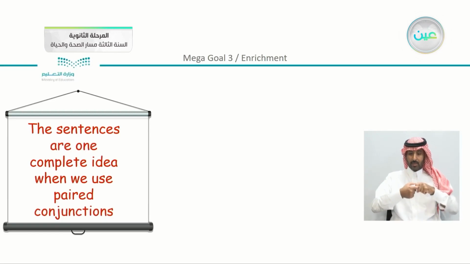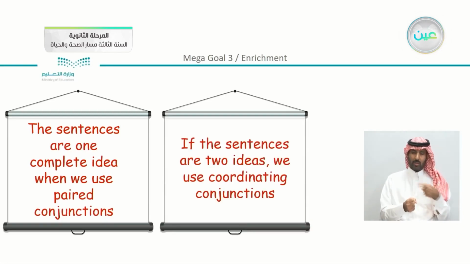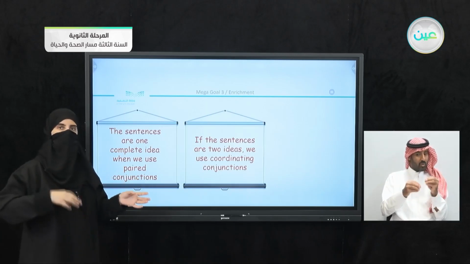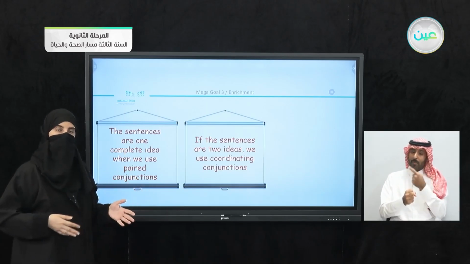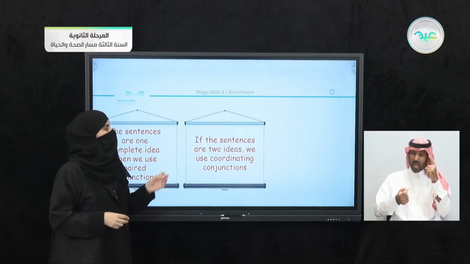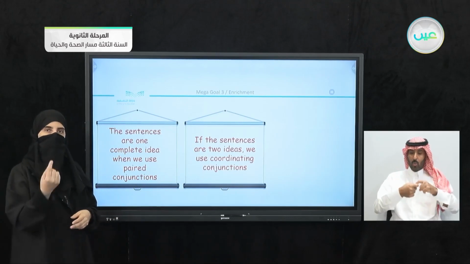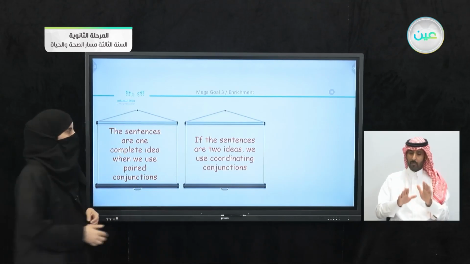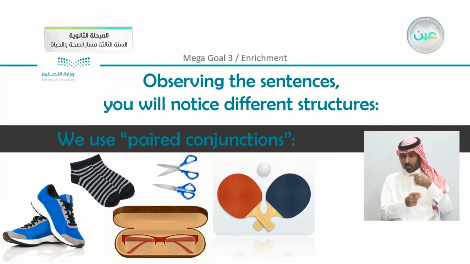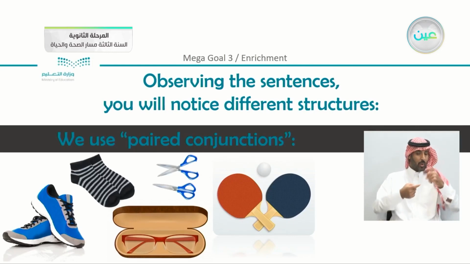Now we did explain also the difference that we have here. The sentences are one complete idea when we use paired conjunctions. So we have here one complete idea, but you join 2 adjectives, 2 verbs, or 2 nouns together. And if the sentences are 2 ideas, we use coordinating conjunctions, which are single conjunctions. Now, just to remind you of the idea of using paired conjunctions, they are pairs, they are inseparable.